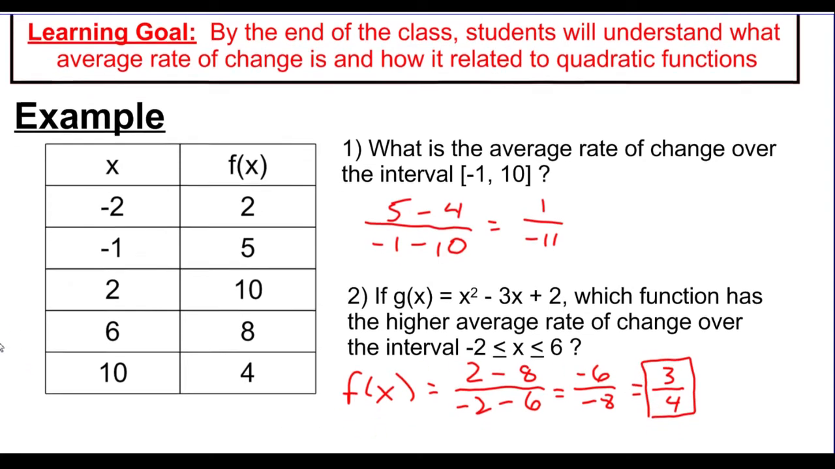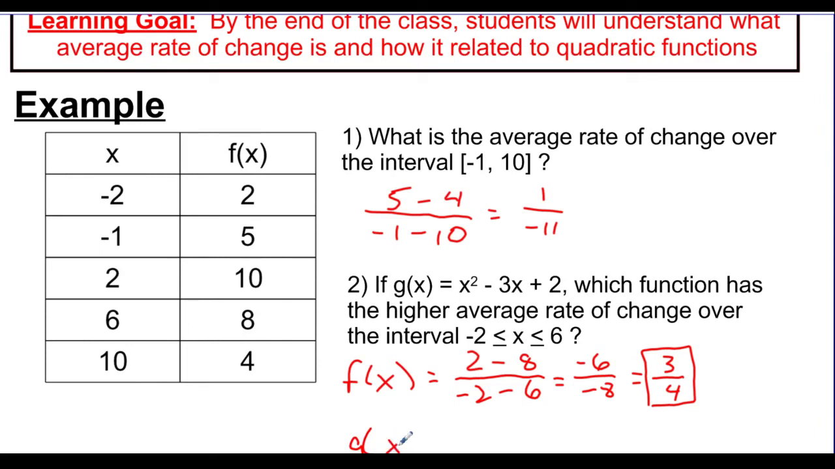And then I can do the same thing with g. So g of x's rate of change is going to go, on the bottom, still from negative 2 to 6, because I'm comparing them over the same x values, so the bottom shouldn't change. The top, however, because I have a different function, is going to change. So I need to figure out what the output is when I plug in negative 2. Negative 2 squared is 4. In the middle term, it's negative 3 times negative 2, which is positive 6. And then just plus 2. So that looks like 4 plus 6 plus 2, which is 12.